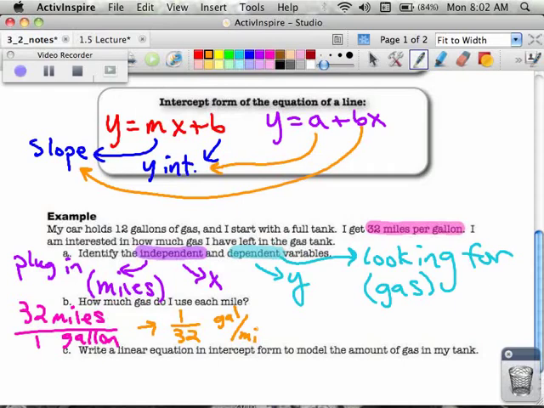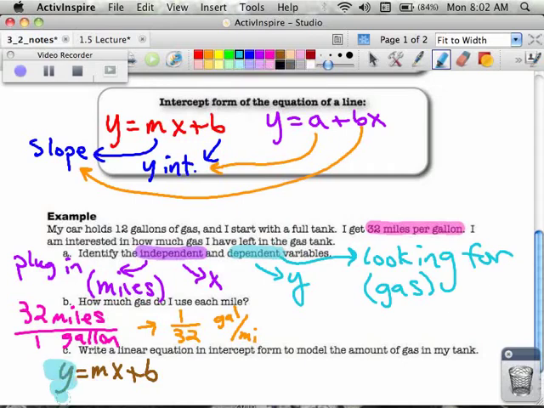Okay, and that's kind of important in the next question, because the next question says, let's write it in intercept form, which we talked about up above, to model the amount of gas in the tank. So you're looking for gasoline. That means that gasoline is the dependent variable. Okay, so I know that normally what I write is y equals mx plus b. And gasoline is my dependent variable.